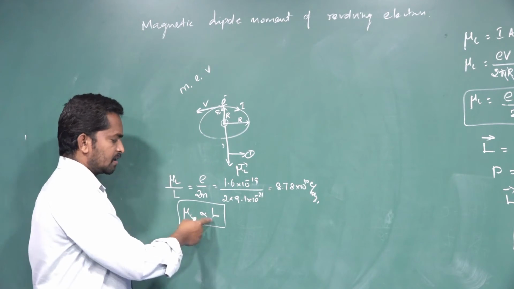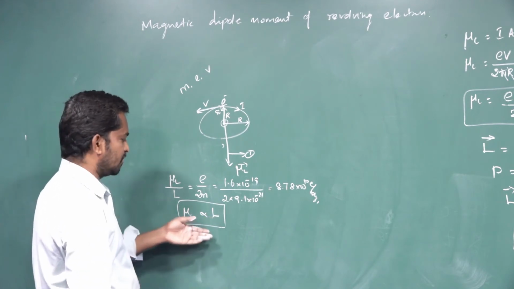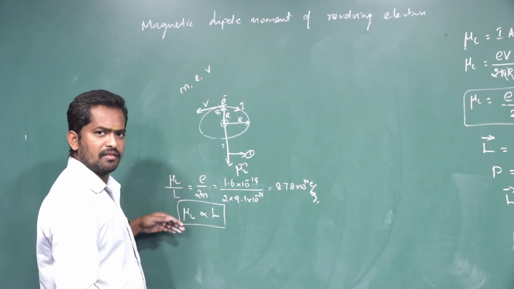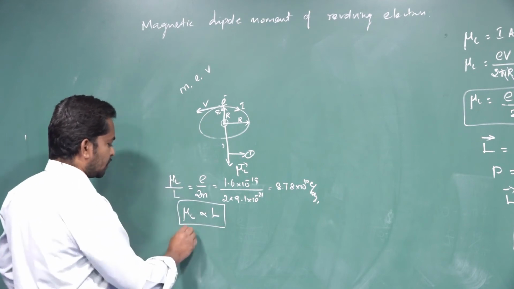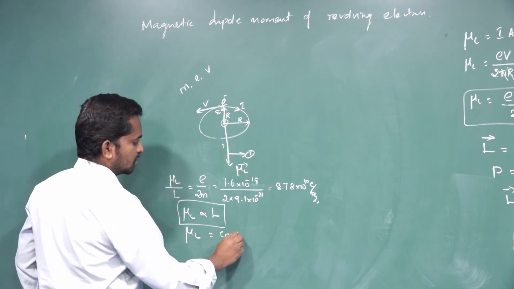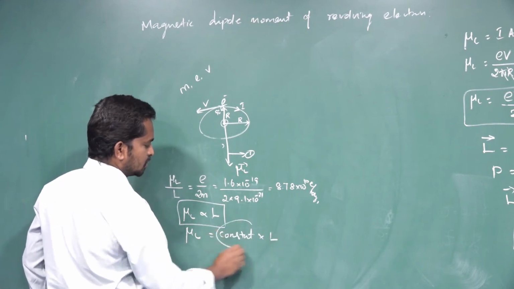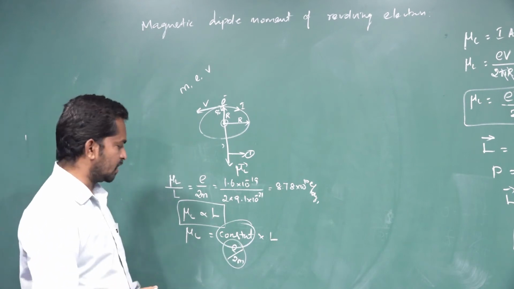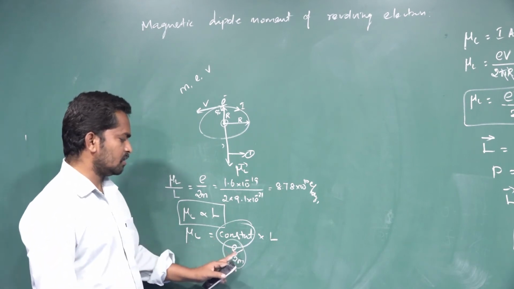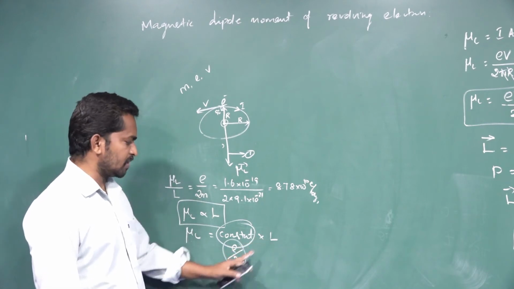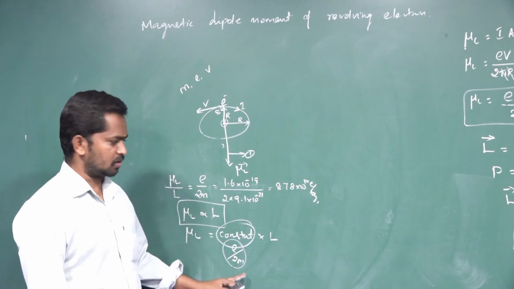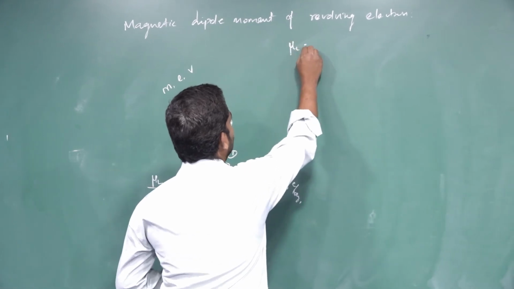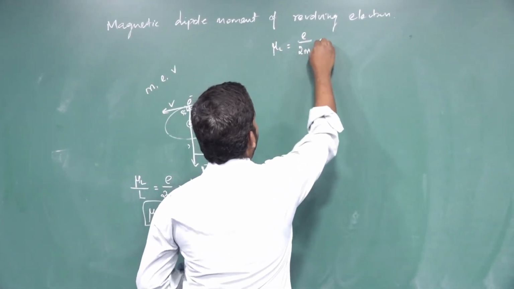The dipole moment is directly proportional to angular momentum. So if angular momentum increases, the dipole moment also increases; if L decreases, mu L also decreases. So mu L is equal to constant into L, and the constant is nothing but e divided by 2m. This is called the gyromagnetic ratio. Mu L is equal to e divided by 2m into L. It is a very important equation in this section.